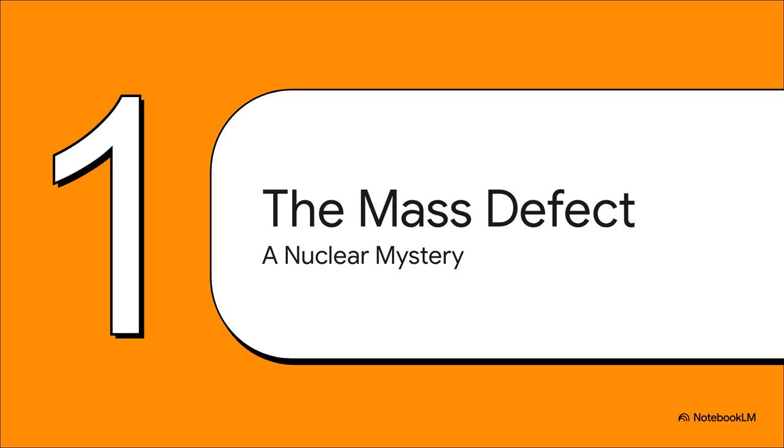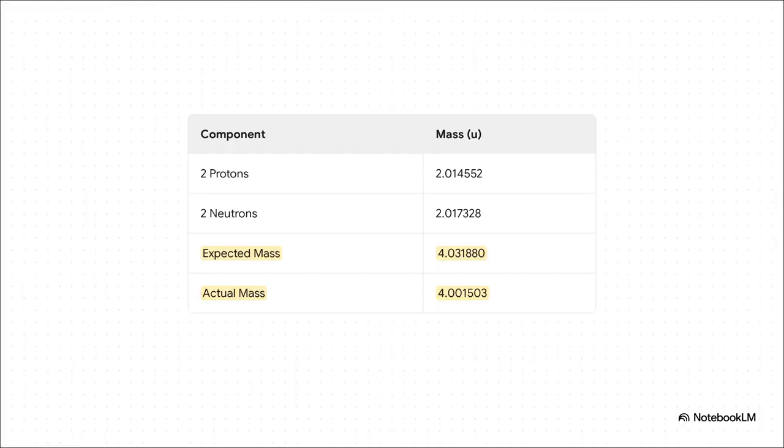We'll start by building something simple, a helium nucleus, from its basic parts, 2 protons and 2 neutrons. Now, on paper, the math should be super easy, right? But as you're about to see, reality has a little surprise for us. Okay, check this out. If we take the mass of 2 separate protons and 2 separate neutrons and add them all up, we get an expected total of 4.031880 atomic mass units. But, and here's the puzzle, when we actually measure a fully formed helium nucleus, its mass is only 4.001503 units. It's lighter. Some of the mass has just vanished.